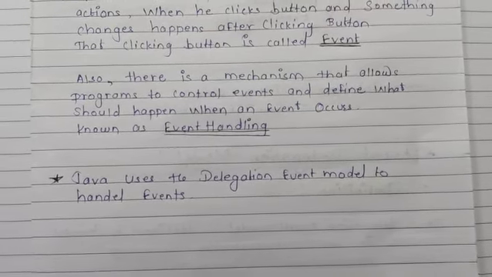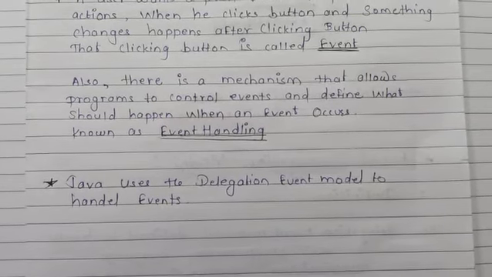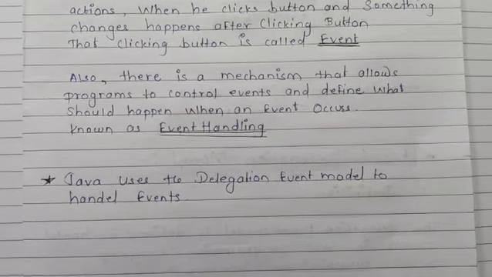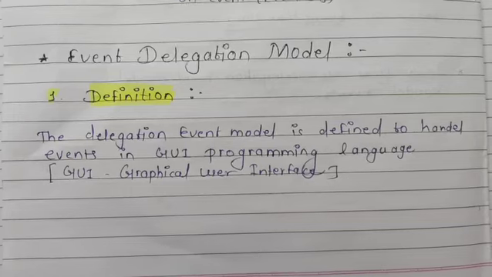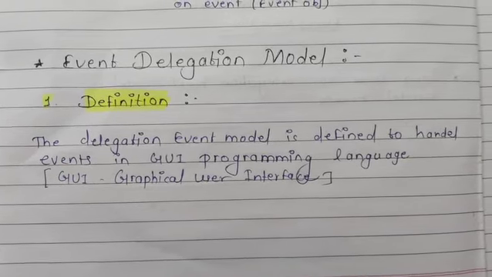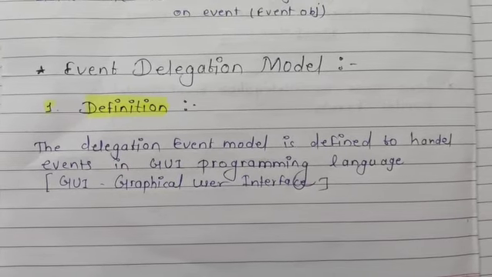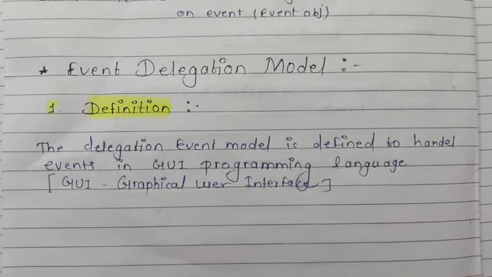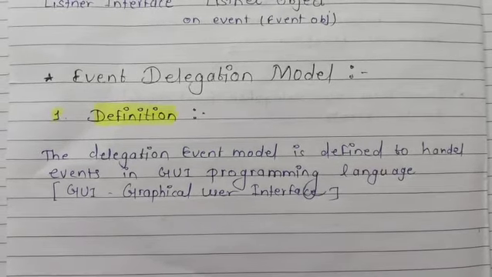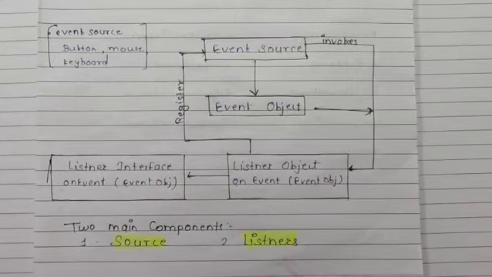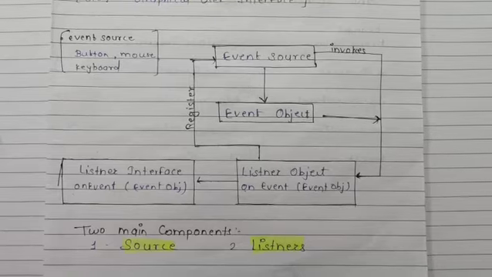This is the most important part of the process, that is, how events should be handled, and Java uses the event delegation model to handle events. Now let's see the event delegation model definition. The delegation event model is defined as the way it handles events in GUI programming. We know GUI means graphical user interface. This diagram shows us how all events get handled.